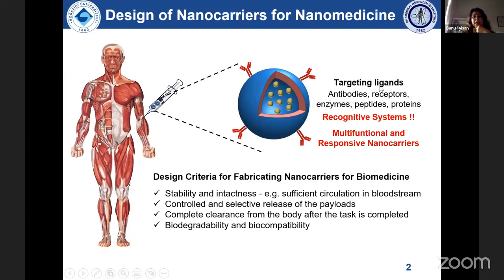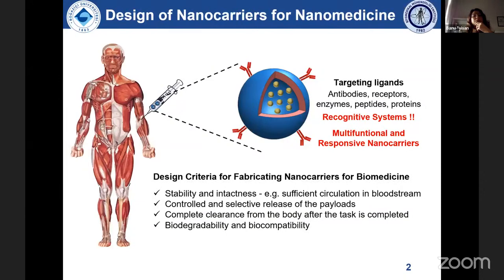So as you can see here, we have to ask ourselves, how could we do this? There are some design criteria for this purpose. First of all, we need to have the controlled and selective release of the payloads. This will be obtained by connecting these nanocarriers with targeting, recognition systems. What I mean is we can decorate the surface of the nanocarriers with some targeting ligands, like antibodies and receptors, which are only specific for the cancer area, so that they could be active and located in those targeted portions of our body.